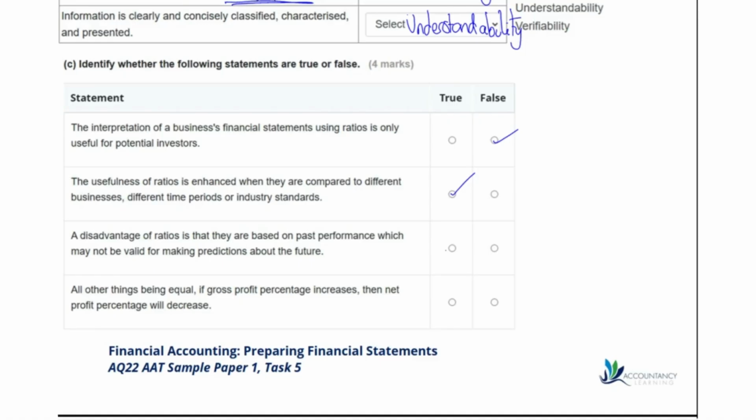A disadvantage of ratios is that they are based on past performance, which may not be valid for making predictions about the future. So this is true. They do provide us useful information, but it cannot help make predictions about the future because we can only say something is likely. There is a probability, but we cannot be predicting the future to any great certainty. All other things being equal, if gross profit percentage increases, then net profit percentage will decrease. So this is false. If everything is equal, if the gross profit goes up, the net profit will go up as well.